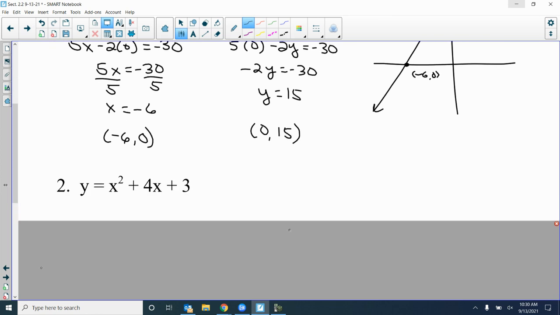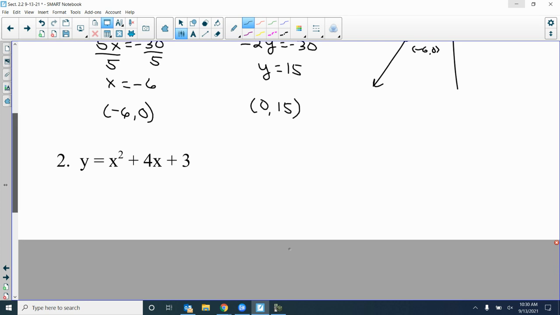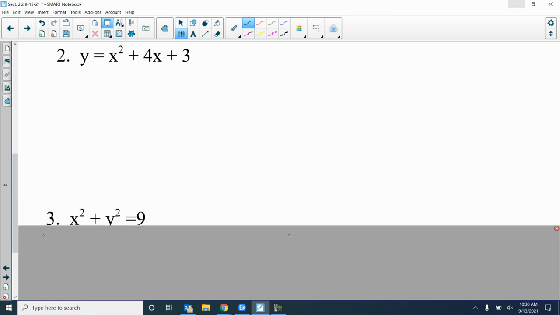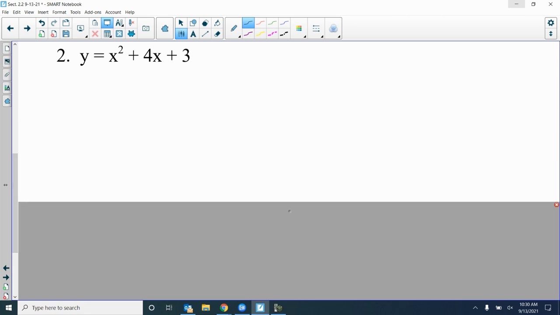All right, second one. y equals x squared plus 4x plus 3. Aiden, you know what this graph looks like? Okay, good. Aiden knows what it looks like. What does it look like? No? Anna, what's it look like?